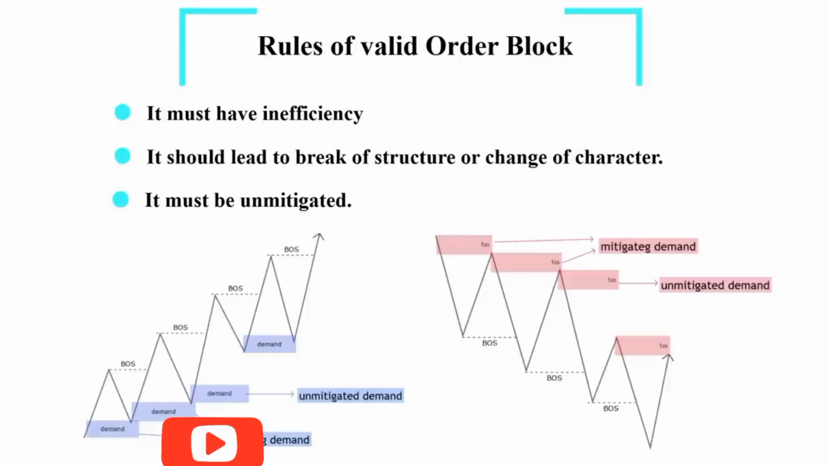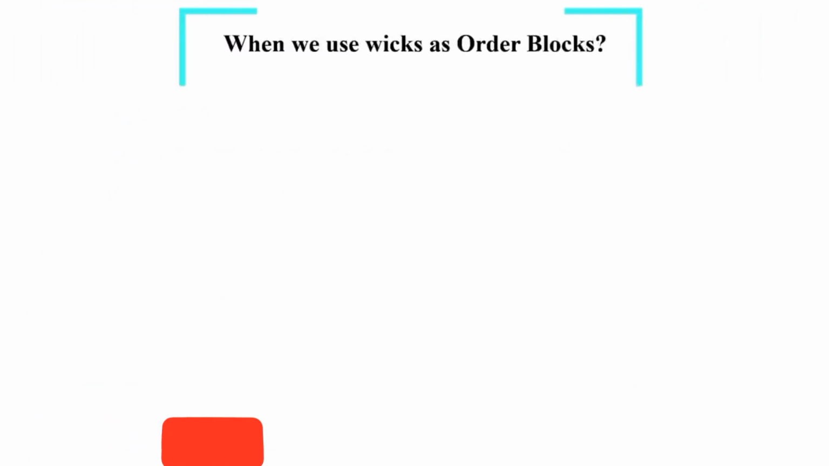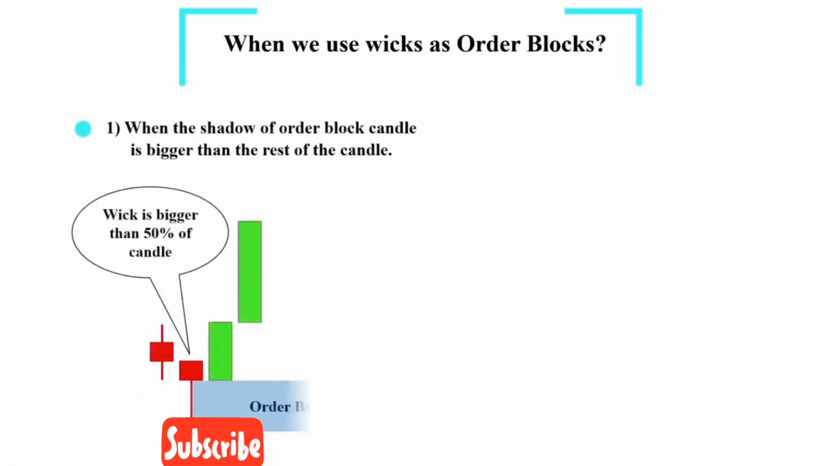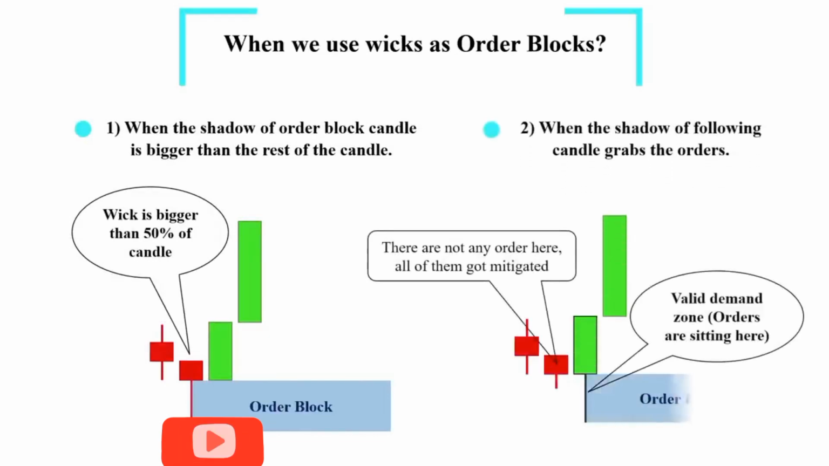Here is an important point. In two conditions, we use wicks as order blocks. First, when the shadow of the order block candle is bigger than the rest of the candle. Second, when the shadow of the following candle grabs the orders.